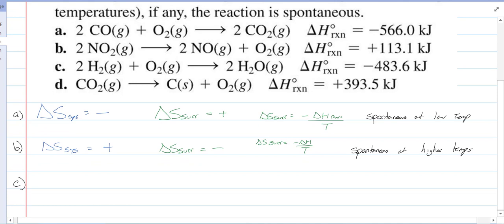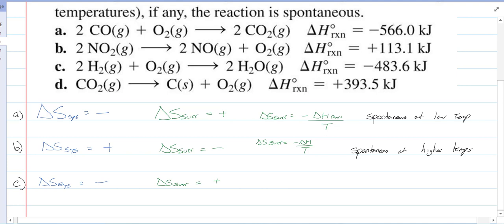C. We have H2O2 going to H2O. So that means delta S of the system, I got 3 moles to 2 moles, is negative. The surroundings, opposite sign, delta S of the surroundings would be positive because of the opposite sign delta H.